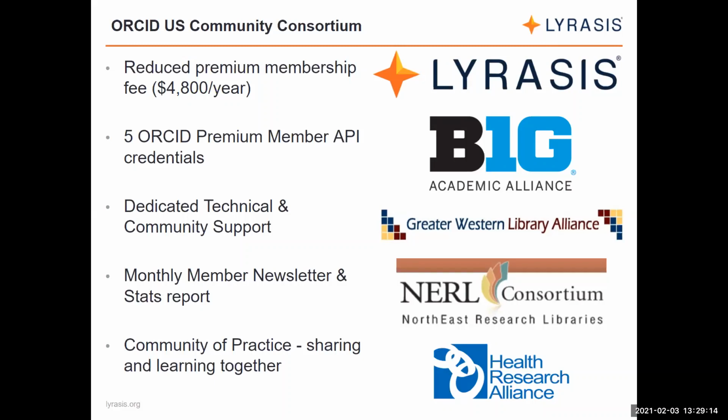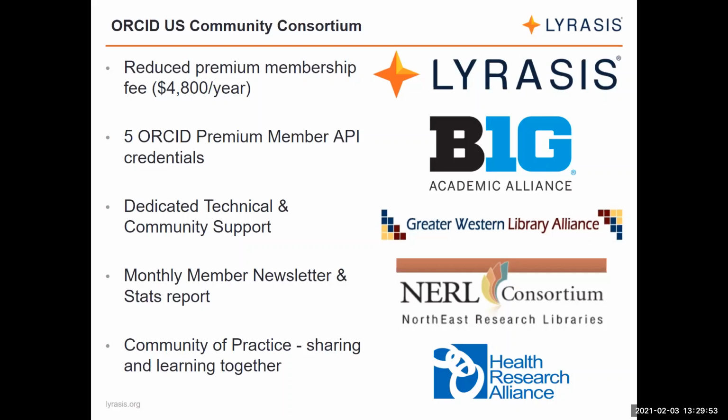So in the US, we have actually an Orchid consortium for nonprofit organizations called the Orchid US Community. And this group was formed in 2018 as an initial partnership between Lyrasis, the Big Ten Academic Alliance, the Greater Western Library Alliance, and the Northeast Research Libraries. And we've also been working with the Health Research Alliance more recently, which is a group of nonprofit health research funders. But of course, any nonprofit organization can participate in the Orchid US community without belonging to any one of these groups.